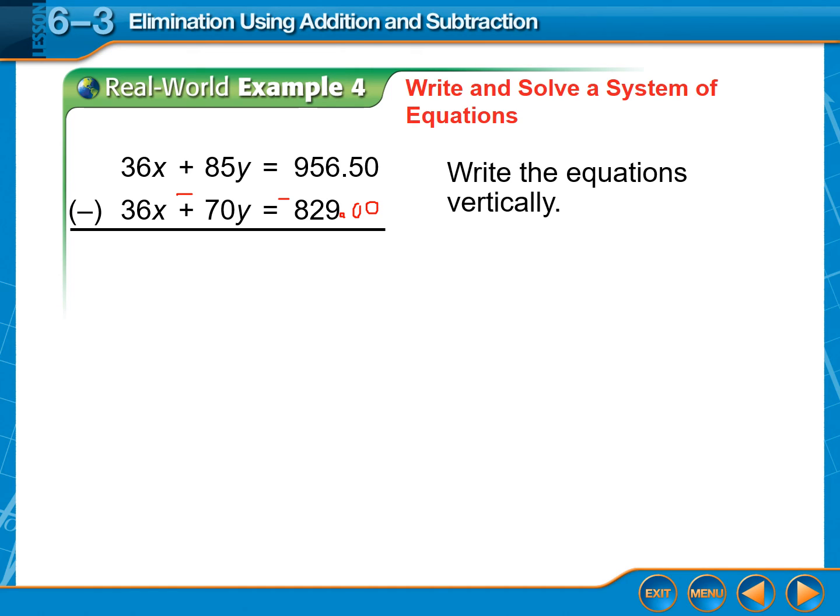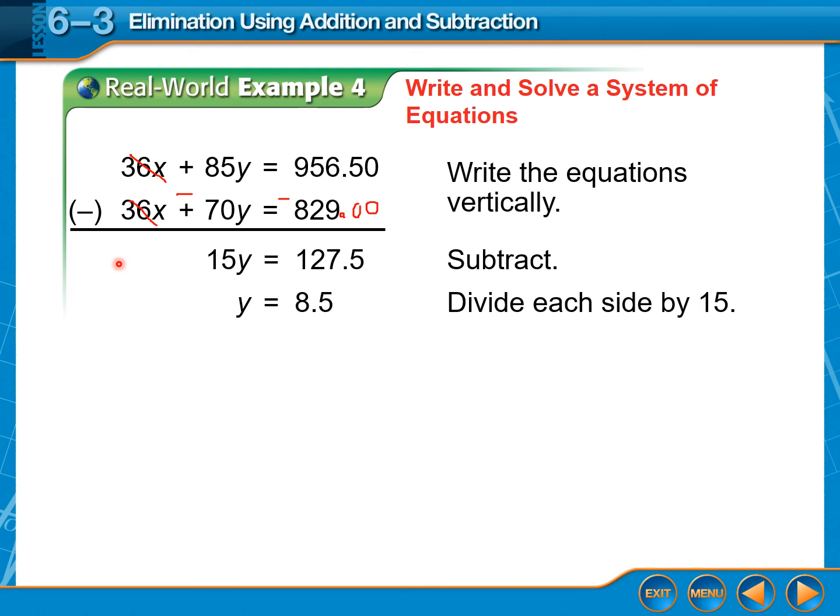All right, so when I subtract all of these terms, the 36x's cancel out. 85y minus 70y is 15. And $956.50 minus $829 is $127.50. So now to solve for y, we're just going to divide both sides by 15. And when we do that, we find that y is equal to 8.5.